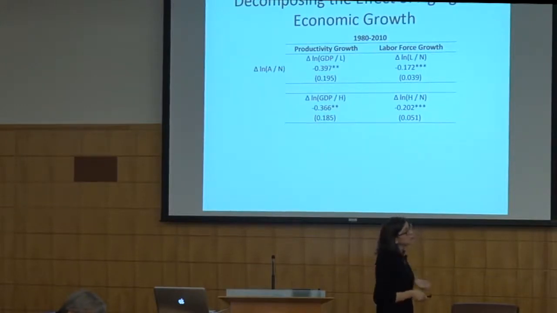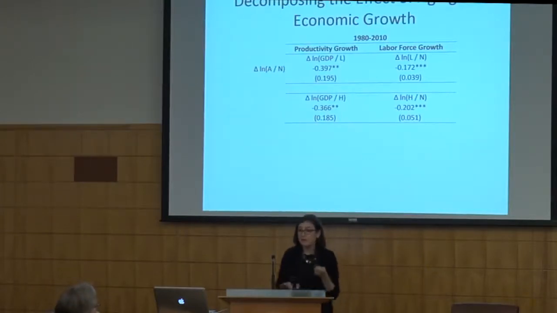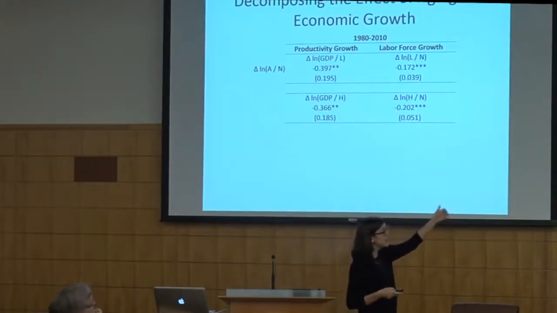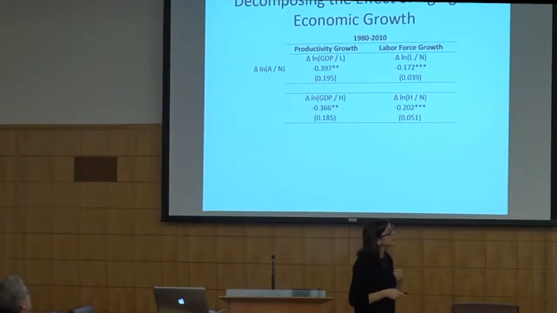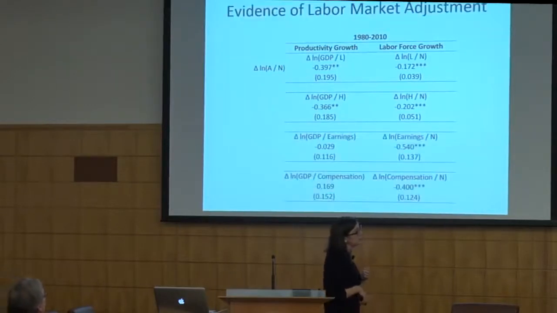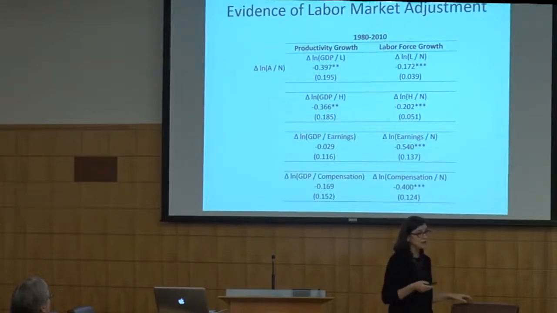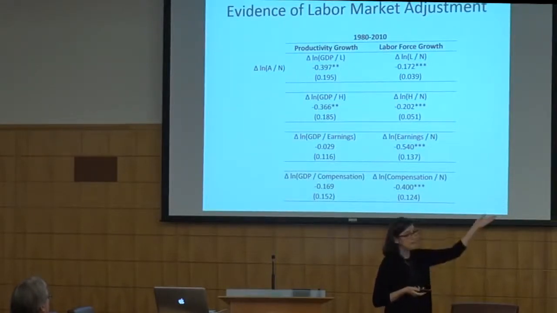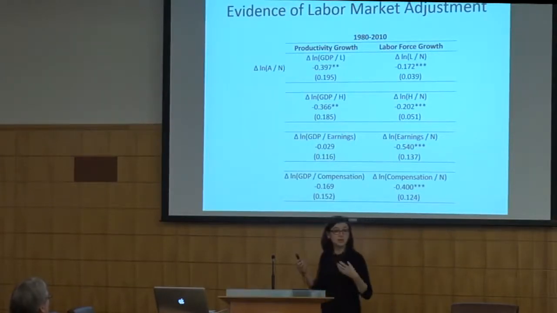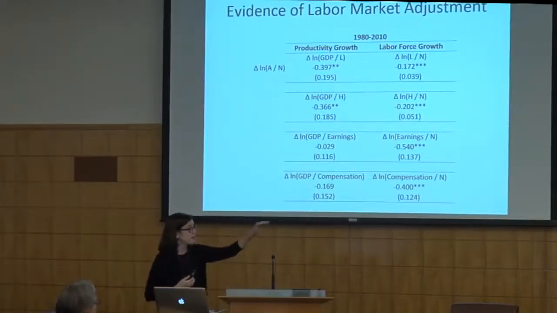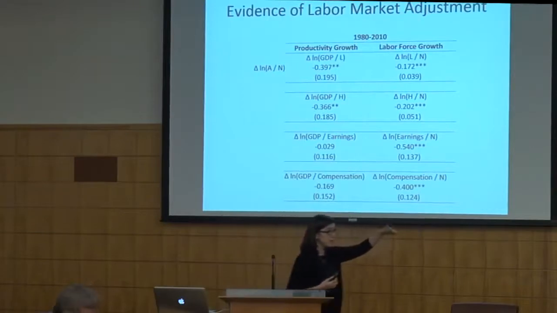Okay, so you can also ask, well, what about the value of that labor hour worked? So we're going to next look at GDP per earnings and earnings per capita to get a handle on that. So I'm just adding that in the third column here. And here, you see once we adjust for the value of that hour worked, the effect goes away. And this is what you'd expect if there has been a labor market adjustment to the decline in productivity growth over the period.